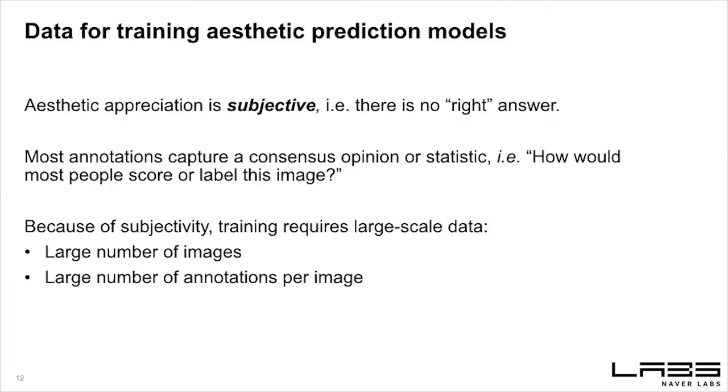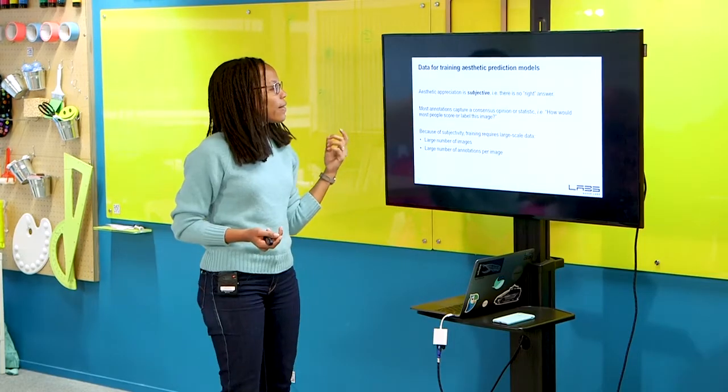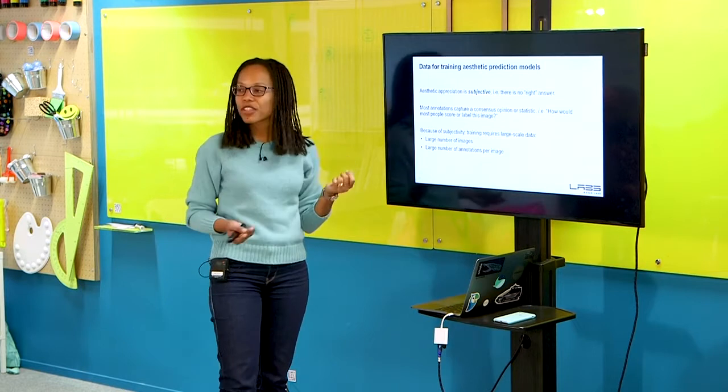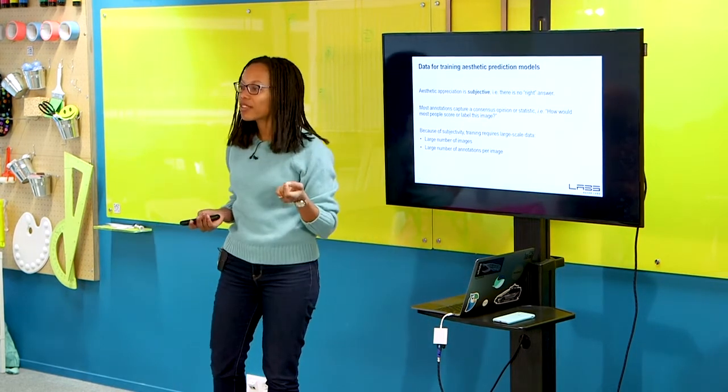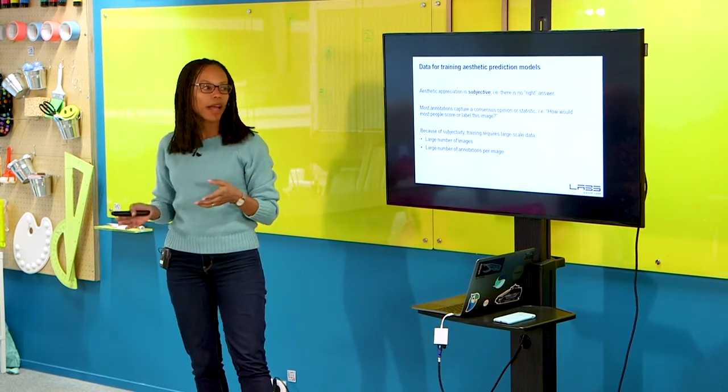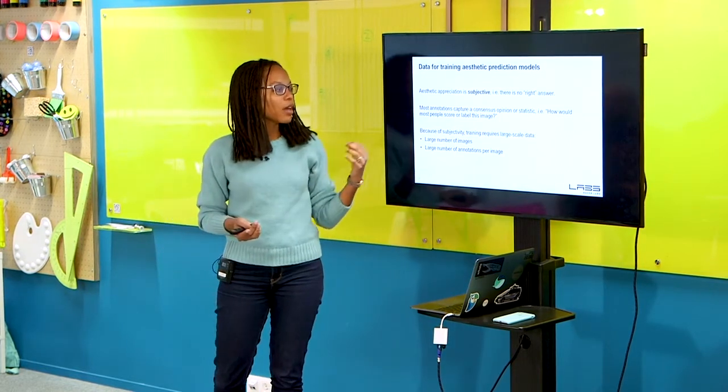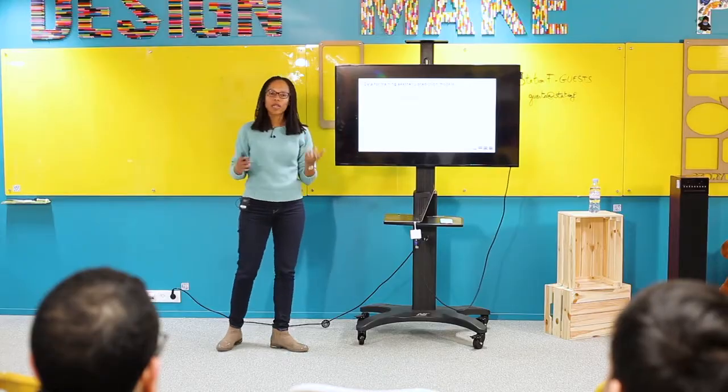As I mentioned before, aesthetic appreciation is a subjective property, meaning that there's no right answer for this. In that case, most annotations for this problem try to capture some sort of consensus opinion or statistic. So rather than say this is good or bad, the idea is to predict how most people would score or label this image.